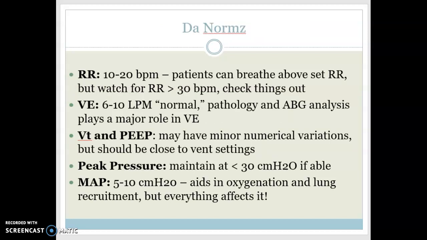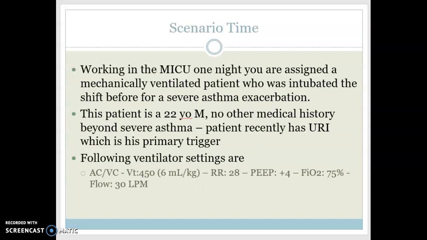The norms. I'm going to kind of breeze through this because A, it's in your book, and B, we talked a little bit about it last week. So our rate, we want to make sure our rate stays less than 30 with patient trigger. You typically won't set your rate around 30 except for very sick or very specific patients, neuro patients. You want your peak pressures less than 30. That's the other one I want you guys to know.